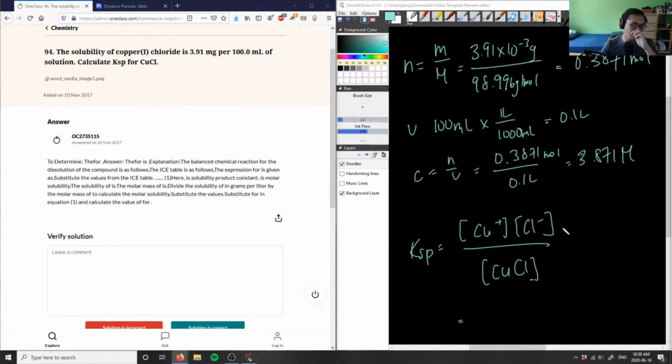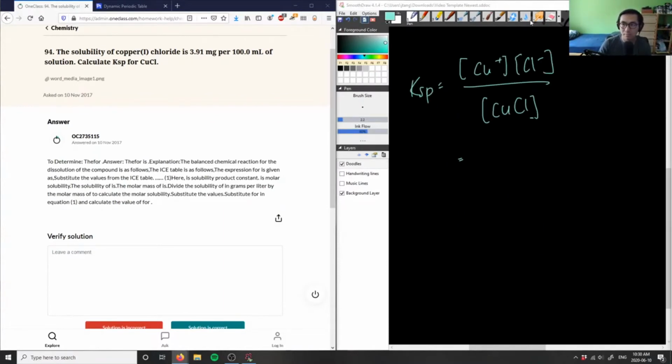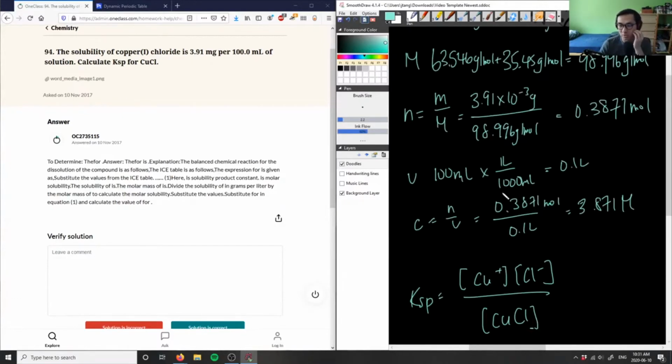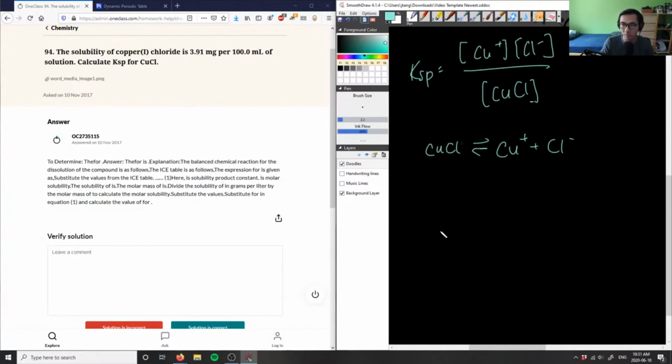I'm going to have to actually use my ice table to solve for this problem as well, but this here would be the given KSP value for this. I'm just missing one step here. So if I had CuCl, Cu plus, Cl minus, and I know that I was given my initial concentration would be 3.871 for my copper chloride. And this here would be 0 and 0.